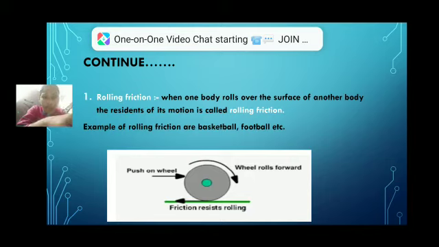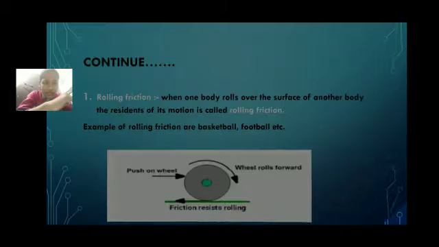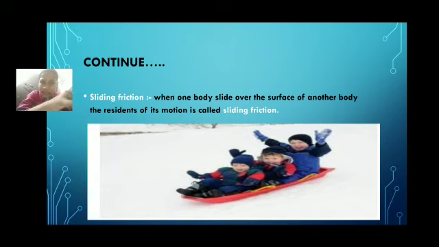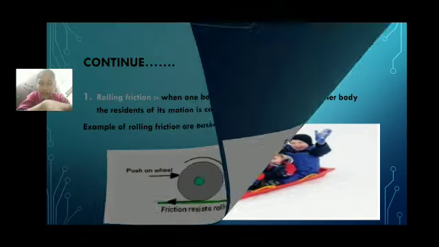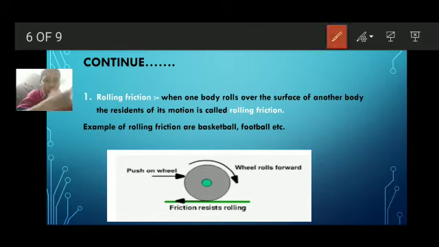Now, if you have a rolling pin, can you see this image? Let me show it again. The image shows a ball, and this ball moves. When I push this ball it moves forward, and the green line shows the rolling friction resistance. Let me show you. Can you see this?